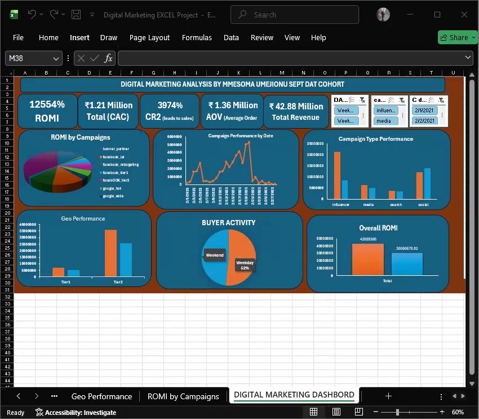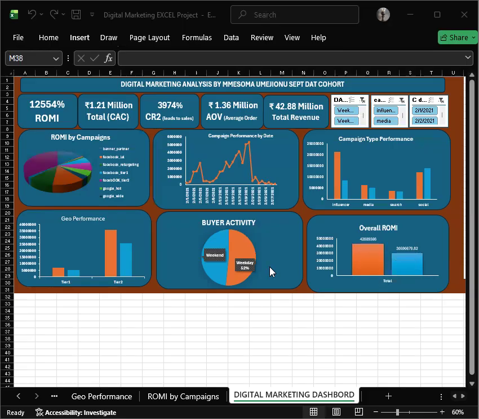And also the overall ROMI, looking here, we can see that this chart summarizes overall returns. We can see the total revenue, which is approximately 42.89 million, and we can see a marketing cost, which is about 30.59 million. This confirms a strong positive return, aligning with the very high ROMI value shown earlier.